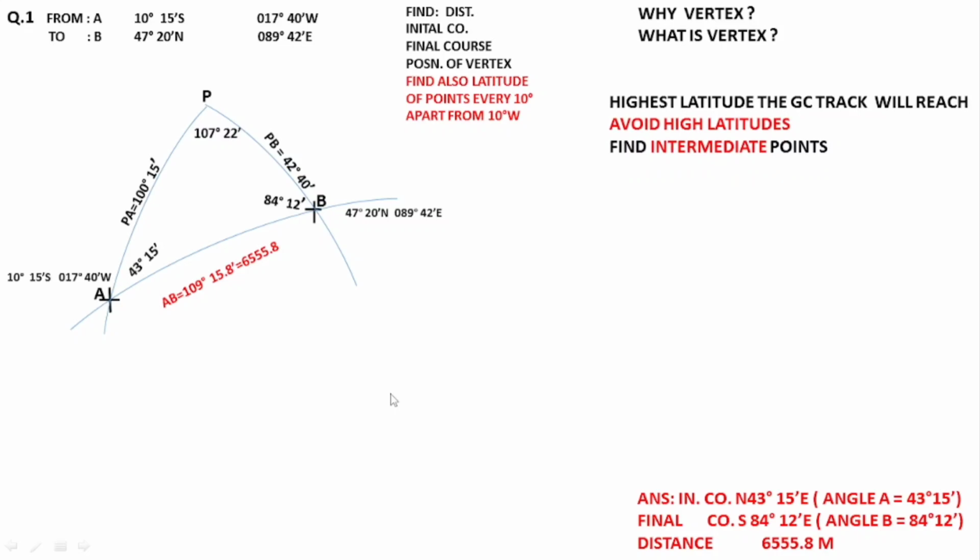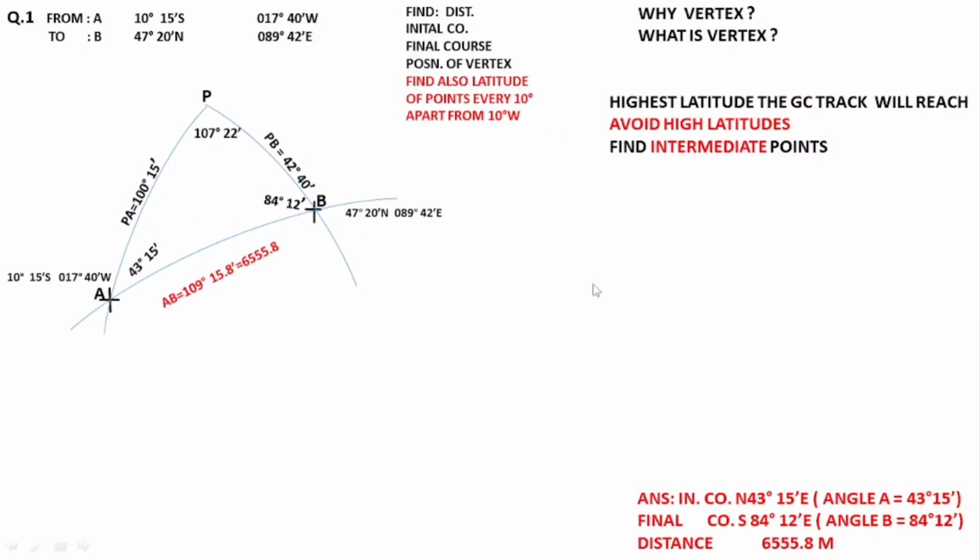Now, vertex is the highest point reached by the great circle track, closest to the pole. And as we know, all the circles we draw will tend to curve towards the poles. So we should know what is the highest point the track is going to get closer to the poles in order to avoid latitudes.